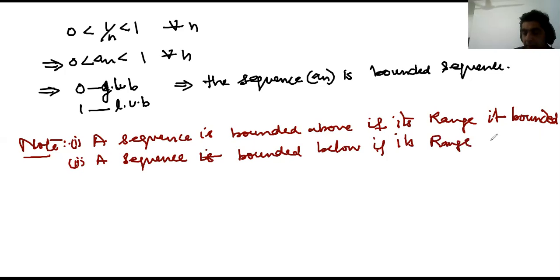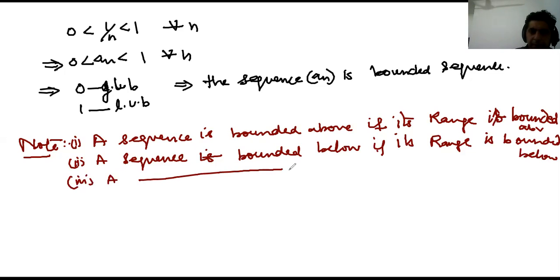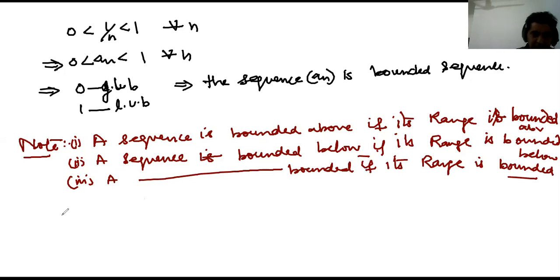Range is bounded above, this is bounded below. So third, हम लोग कह सकते हैं इसे, a sequence is bounded if its range is bounded. Simply bounded. So this is a very important point here. One more thing, one more note.